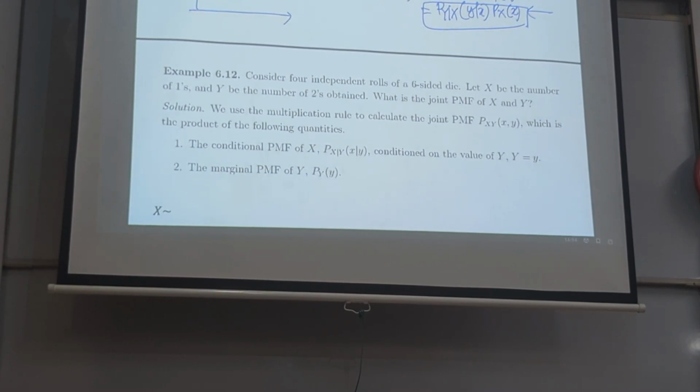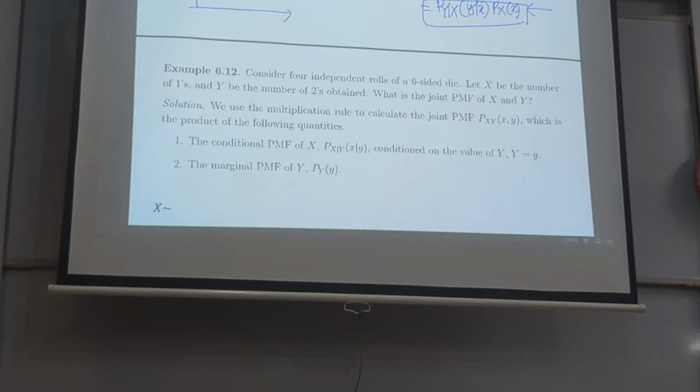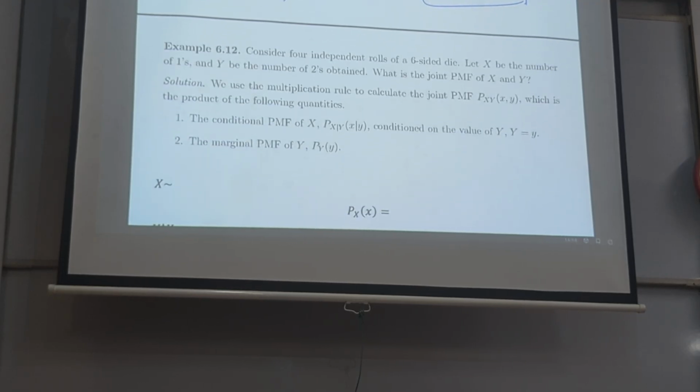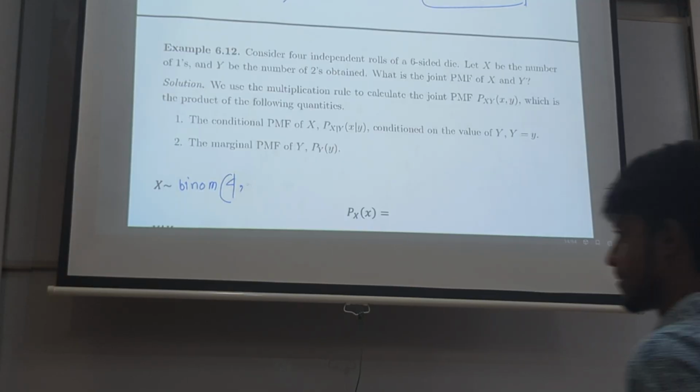If x is the independent random variable, what is the distribution of x? X is binomial. Because you roll a die 4 times and you are counting whether there is a one or not. Each one is considered a success and you are counting the number of successes. So X is binomial. What are the parameters? How many times you are rolling, and what is the probability that you get a 1? 1 by 6.